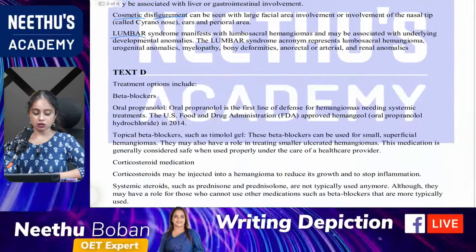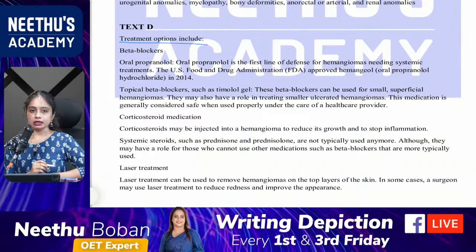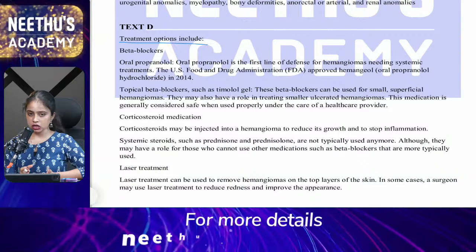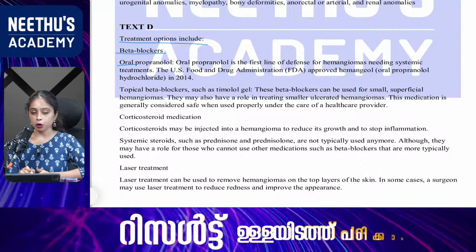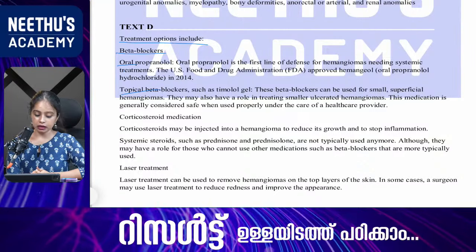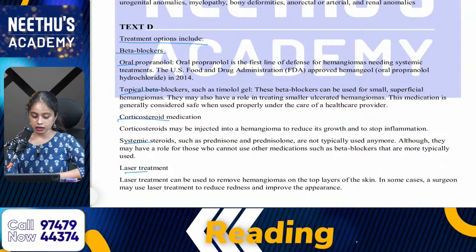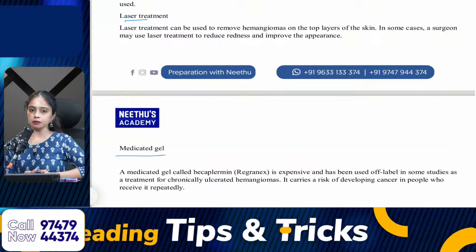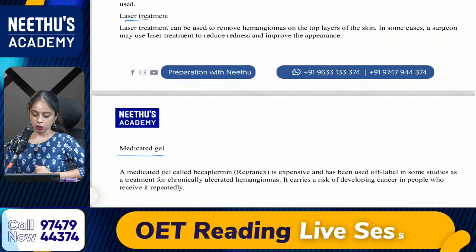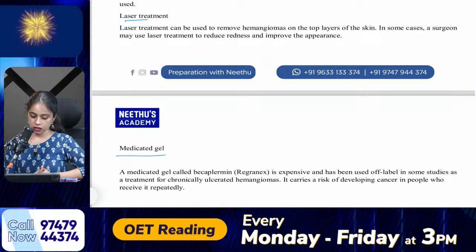And then we are moving to the final text, which is text D. Title, treatment options include. What are they? Beta blockers, then oral propranolol, then topical beta blockers, corticosteroid medication, then systemic steroids, laser treatment, and what else? Medicated gel. So these are the treatments. Okay, so that's all about reading or skimming the text.